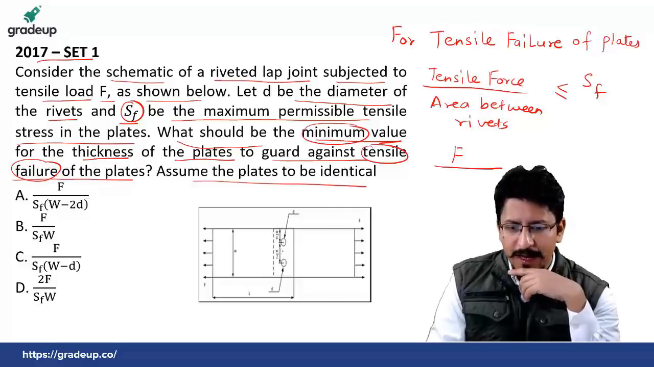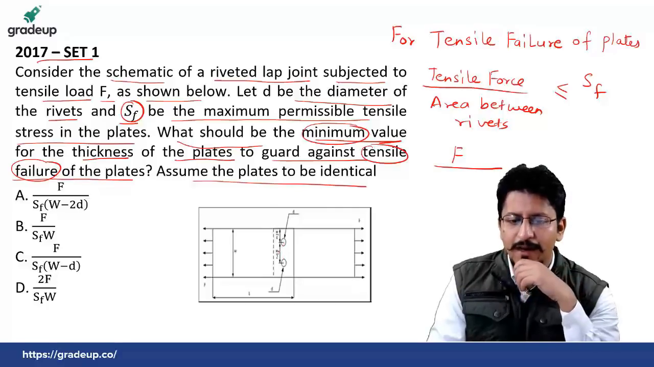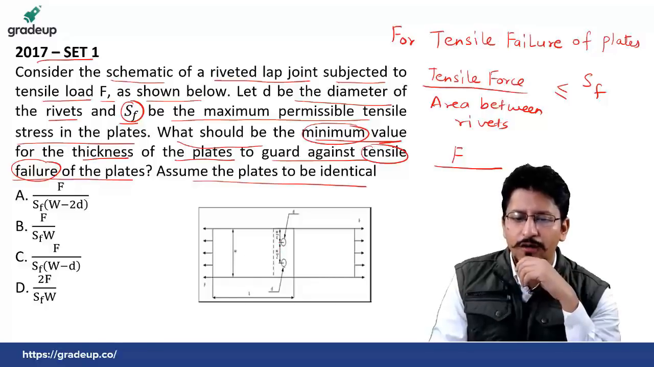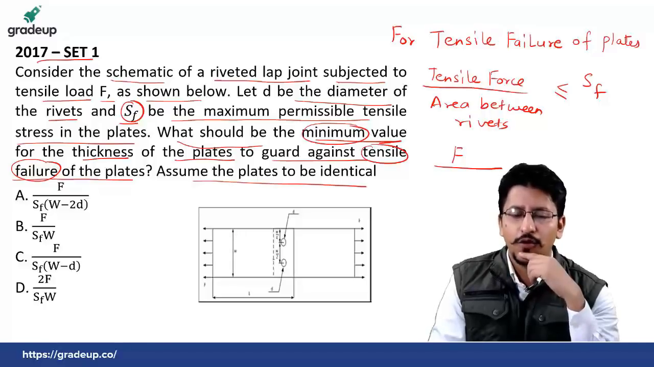See, this area has been given to you from diameter to diameter, that has been given to you as W by 2, this is W by 4. Okay, these are some of the marginal values. The total width of the plate is W. So W minus 2D will be the area between the plates or between this length, because 2D is the diameter.